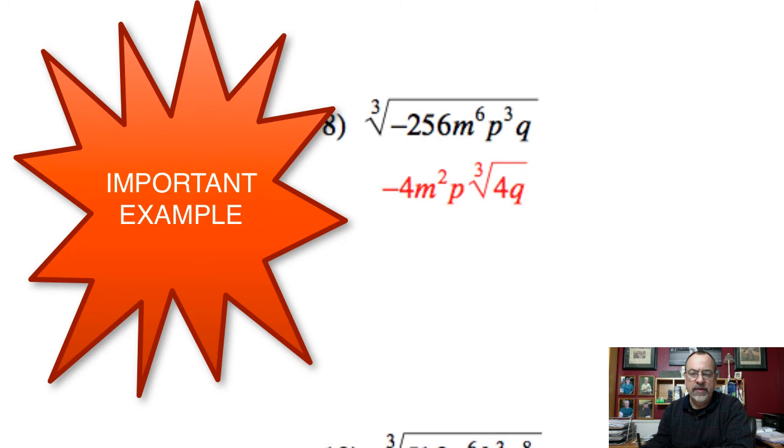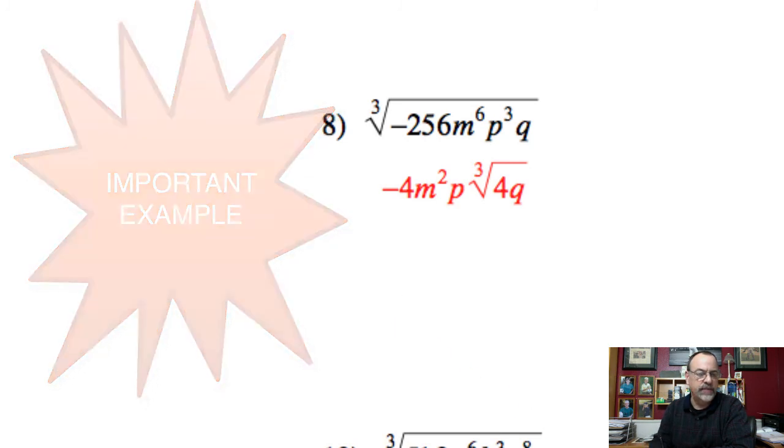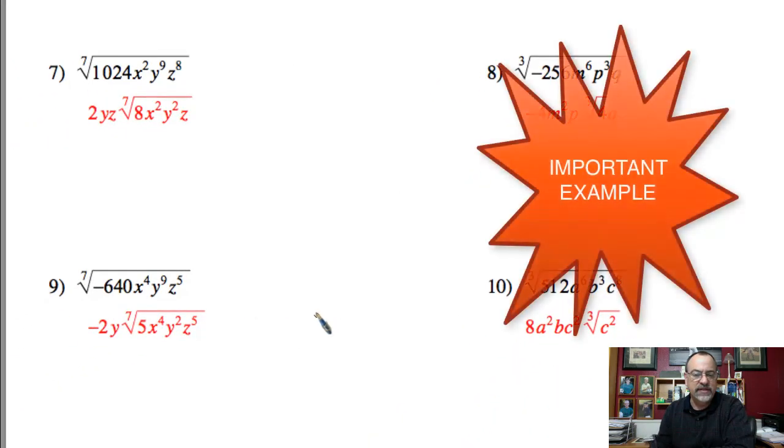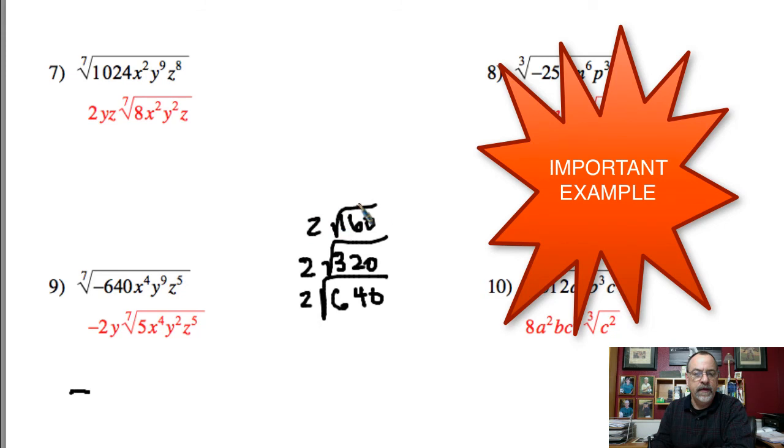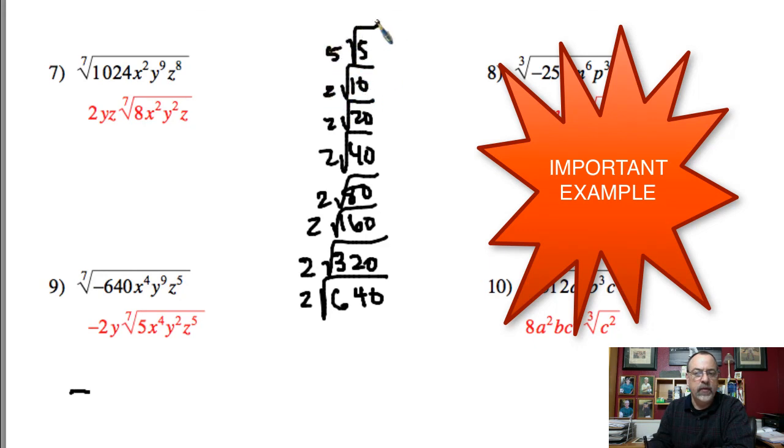All right? I'm going to go ahead and do number 9 here down at the bottom so you can kind of see how that goes. Again, so I have negative 640. So I know the negative sign is going to come out because the negative sign always comes out. So then I'm just going to do my prime factorization with 640. So this would be 320, 160, 80, 40, 20, 10, 5, and 1.